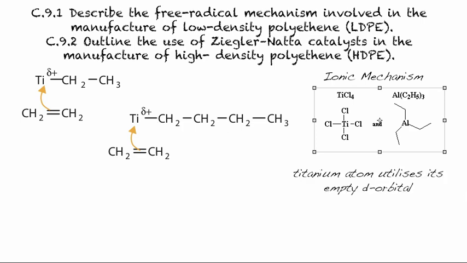So the wording they're looking for is that titanium utilizes its empty d orbital. And if you want to try and think about how that happens, titanium, when it's with 4 chlorines here, will have all of its d orbitals full except for this one. So there's some space for some electrons to come in and fulfill its needs. So that's essentially the outline of the production of LDPE and HDPE.